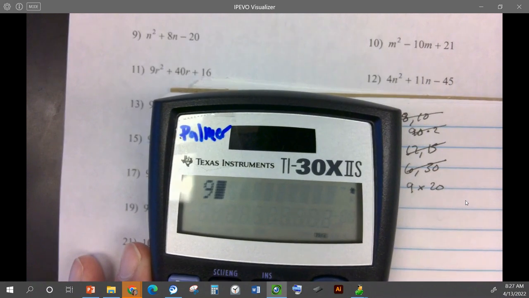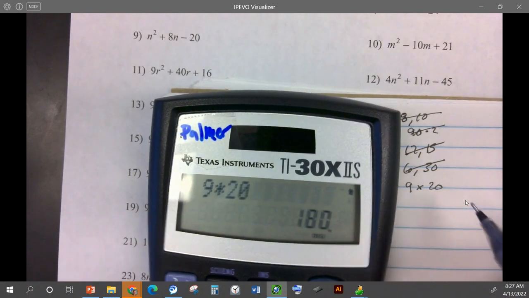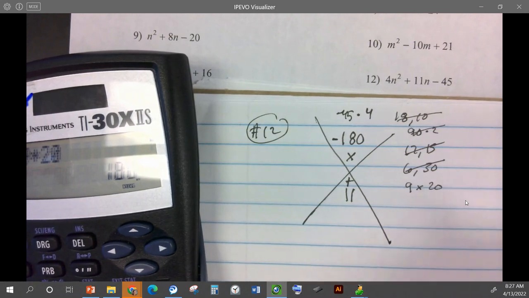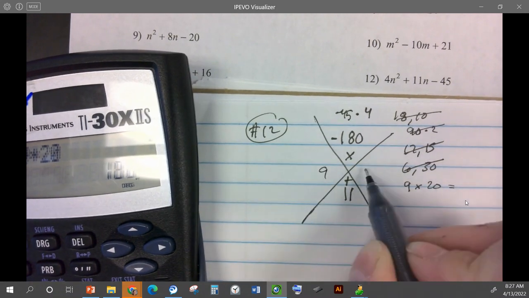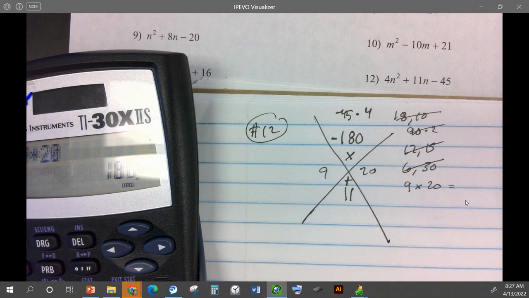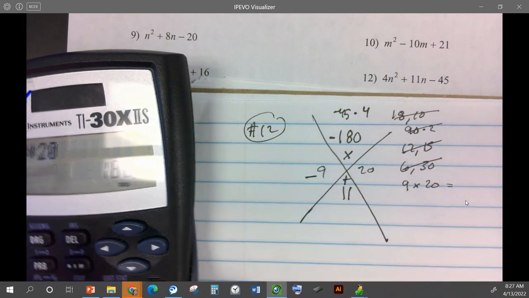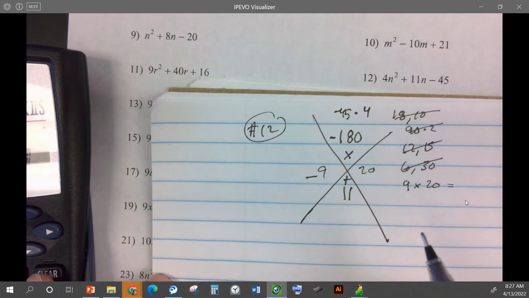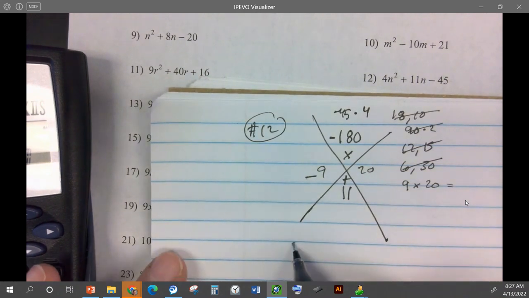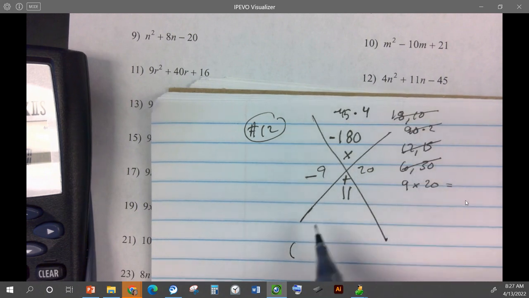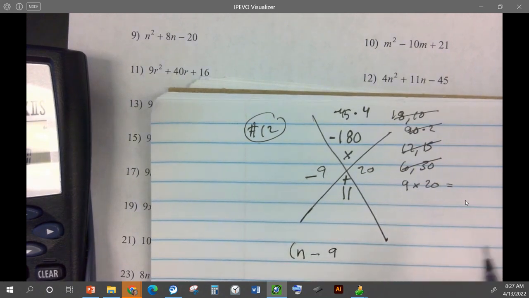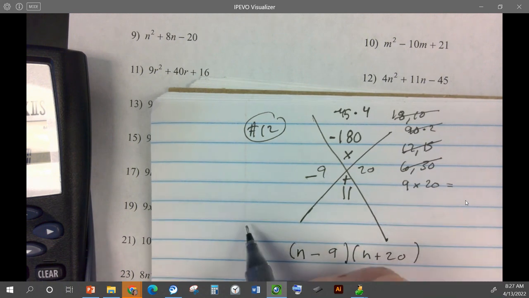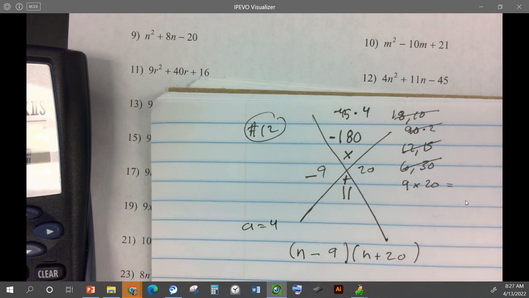Okay, perfect. There we go. So 9 times 20 is 180. Perfect. And these are 11 apart. So 9 times 20. Which one needs to be negative? The 9. Good. Okay, so then we've got our factors. So this is number 12. Our variable is n. So n minus 9 and n plus 20. And then remember a was 4 here. So we need to divide the number by 4. And then we're going to simplify.